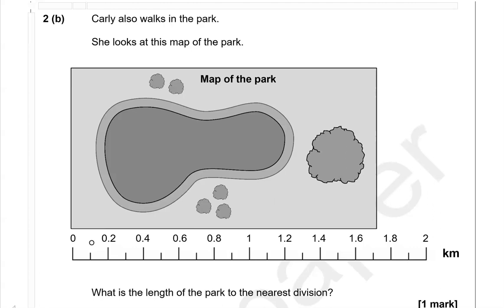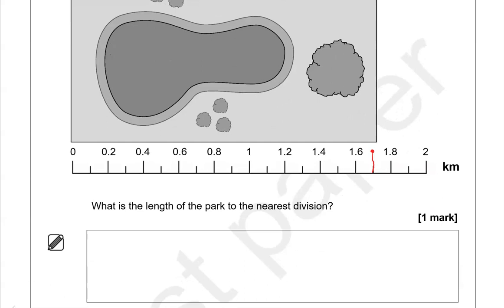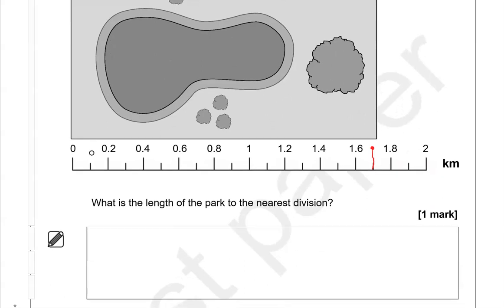Kylie also walks in the park. She looks at this map of the park. What is the length of the park to the nearest division? So we've got that being between 1.7 and 1.8, and it seems to be closer to 1.7. And that is kilometers.